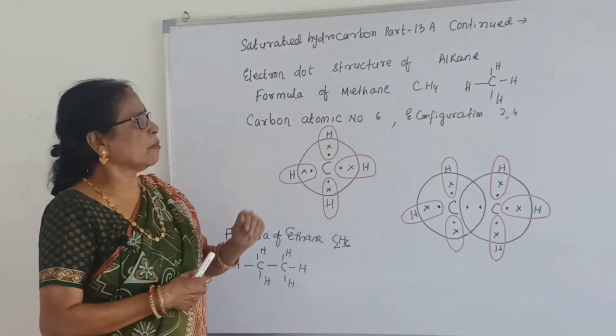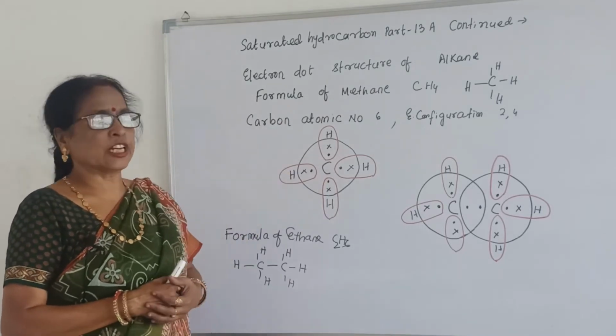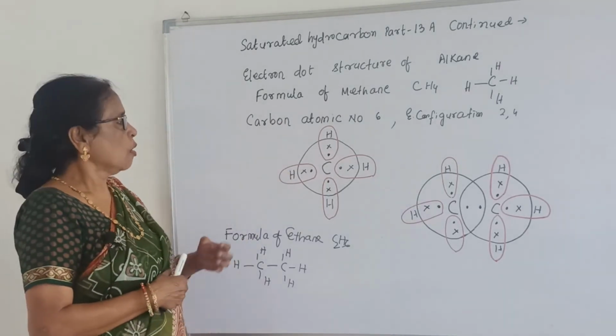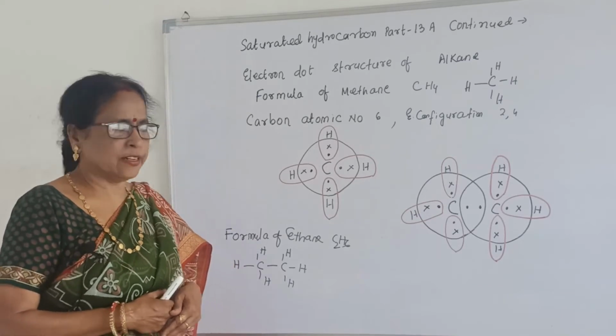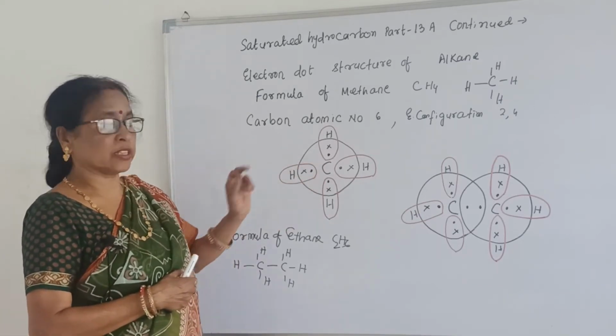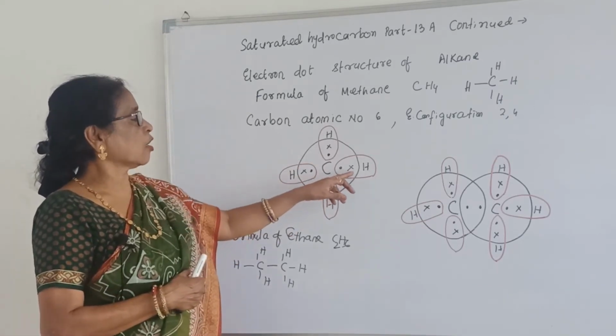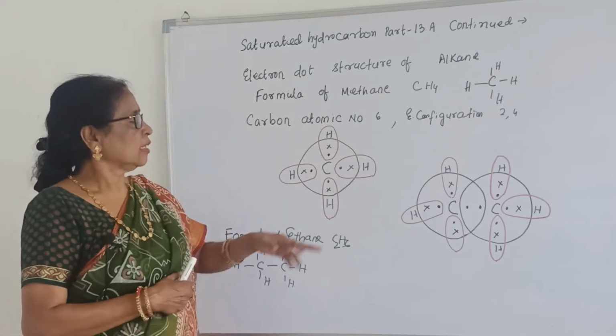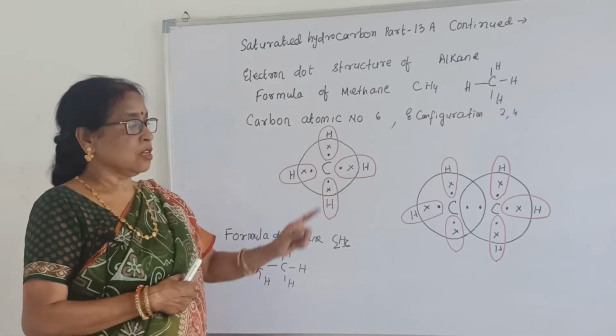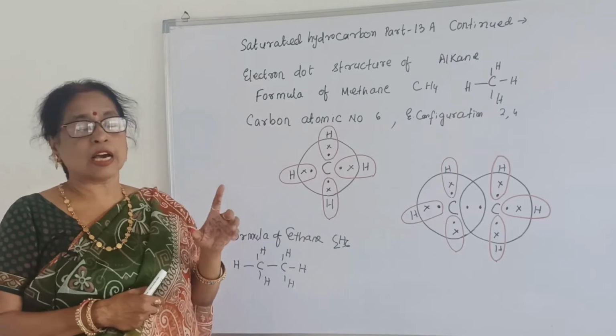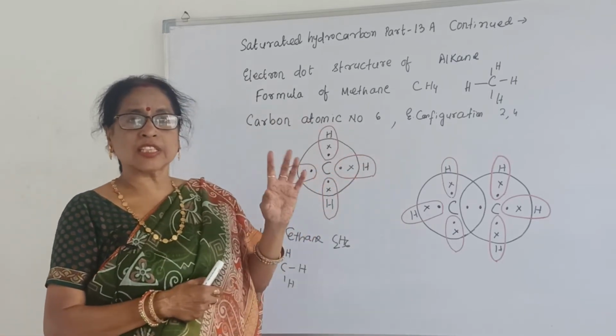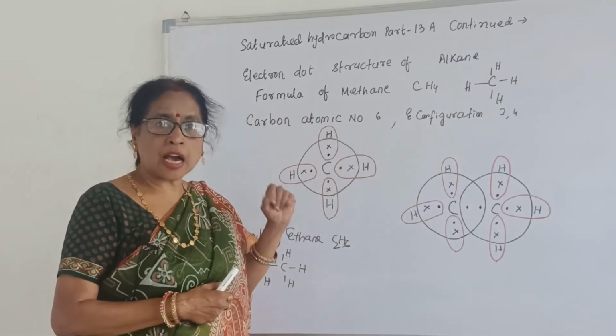Now, the atomic number is 6, so the electronic configuration is 2, 4. Four electrons remain in the outer shell. Yes, the dot one is for carbon and the cross one is for hydrogen. The cross electron is for hydrogen, the dot electron for carbon. You know there are 4 electrons in the outer shell of carbon.